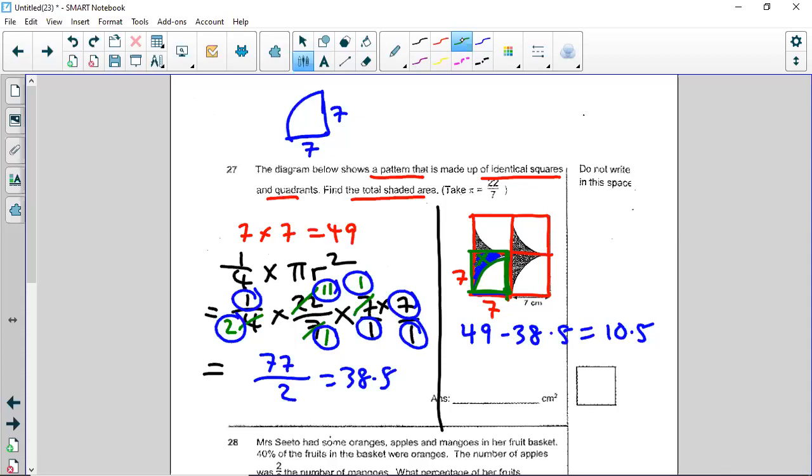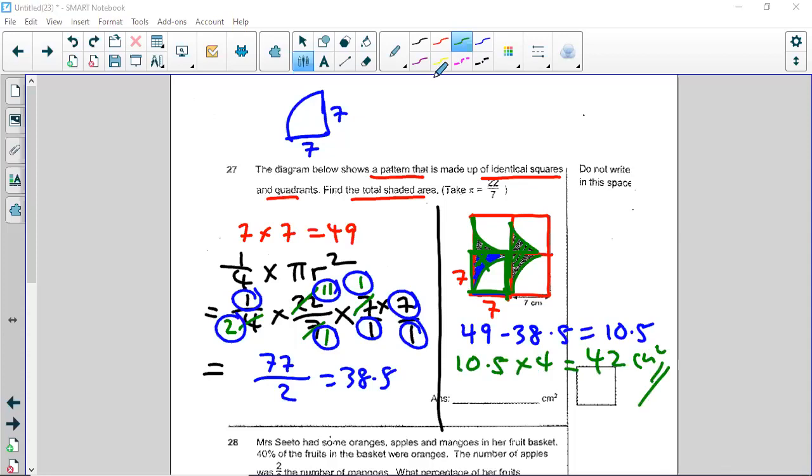All right, so you get one corner here, all right? Then you times 4, okay? So you times 4, why do you times 4? Because there are 4 corners, okay? There are 4 shaded corners, understand? So you have to times 4. Okay, so you take 10.5 and you times 4 and do your working and you will get 42. Okay, 42 centimeter square, which is the shaded area.